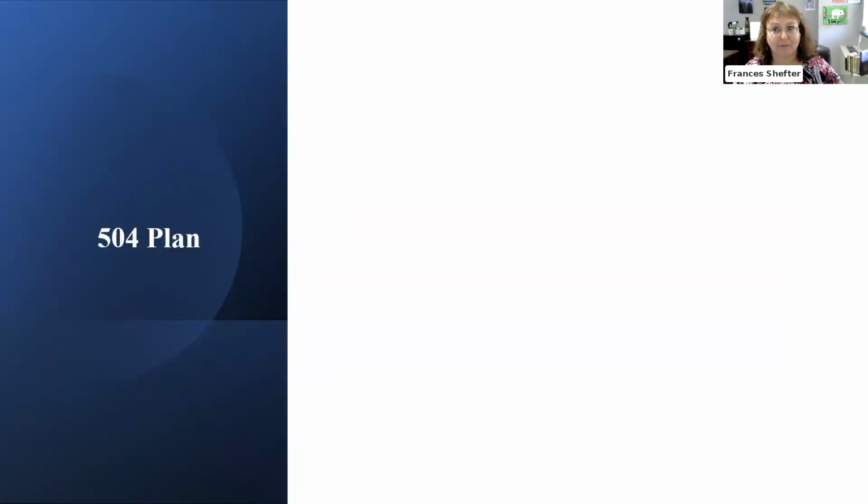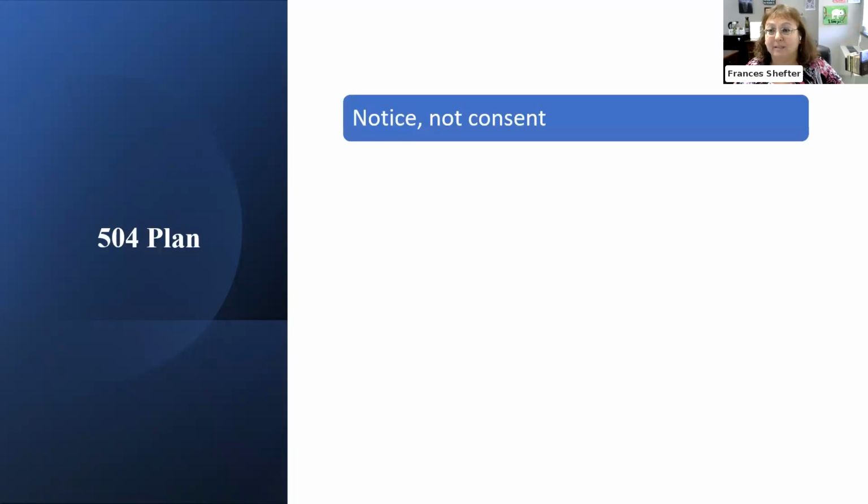So for a 504 plan, if the school wants to evaluate, they need to give the parent notice, but the parents don't have to consent. The school just has to say, we're looking at your child for a 504 plan, and then they can do whatever evaluations.